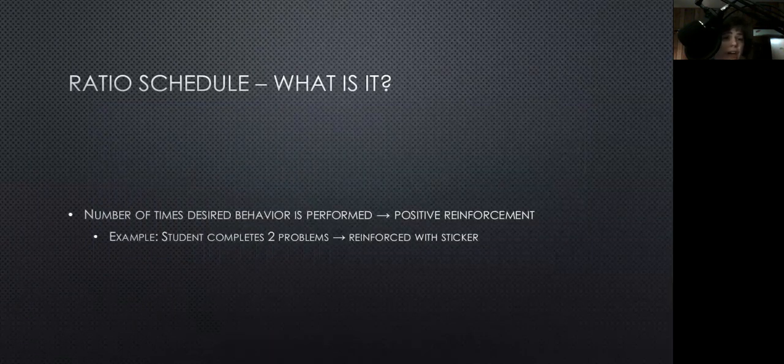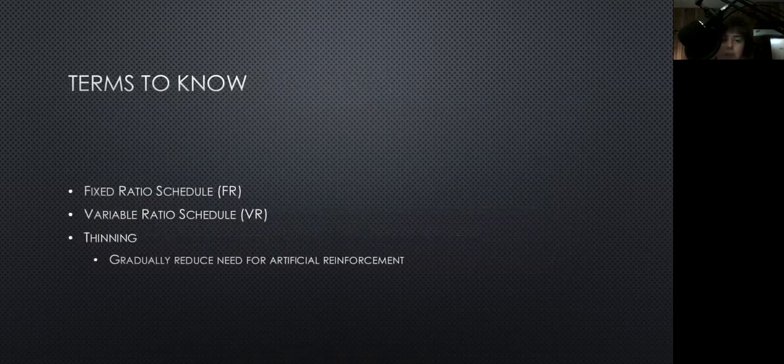So first, let's define what a ratio schedule of reinforcement is. It's when a certain number of correct responses or desired behavior is positively reinforced. A ratio schedule isn't really concerned with how long it takes for a behavior to occur, but how many times the behavior has occurred. There's two types of ratio schedule, fixed ratio and variable, and we will dig deeper into those in just a second, but there's one more term I want to talk about, and that's thinning. And thinning is when you gradually reduce the need for an artificial reinforcement.